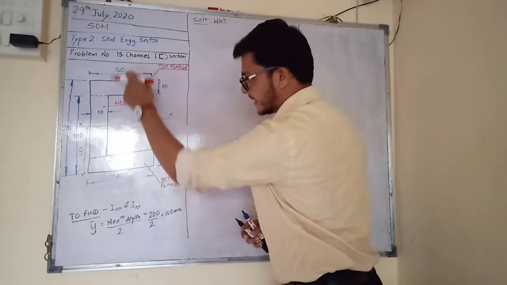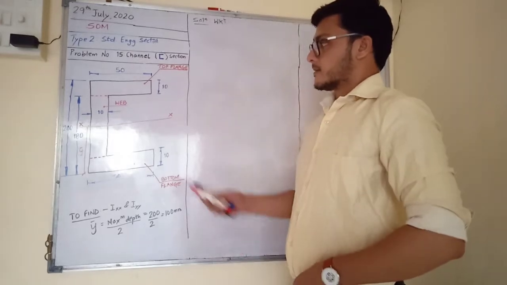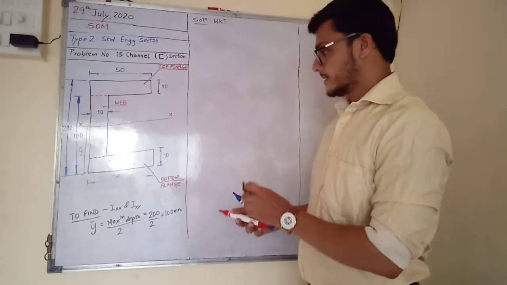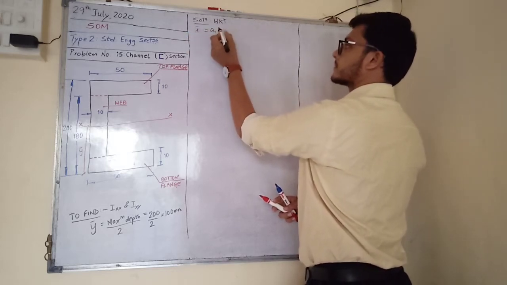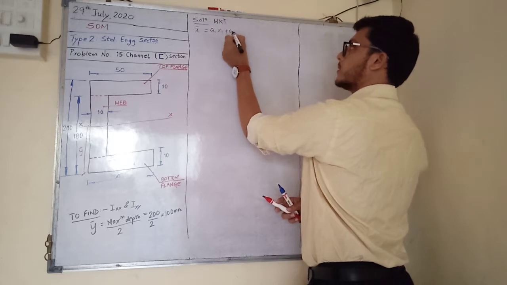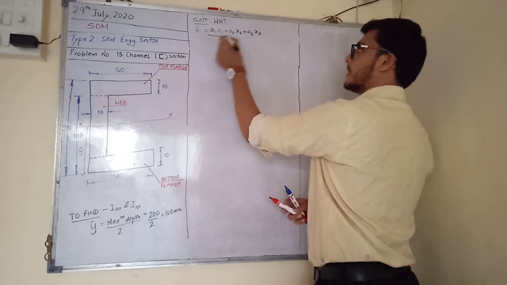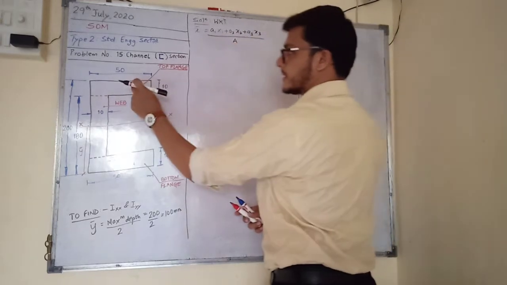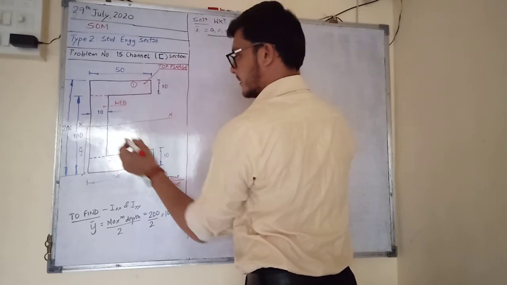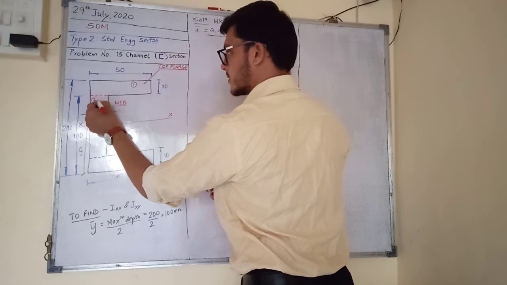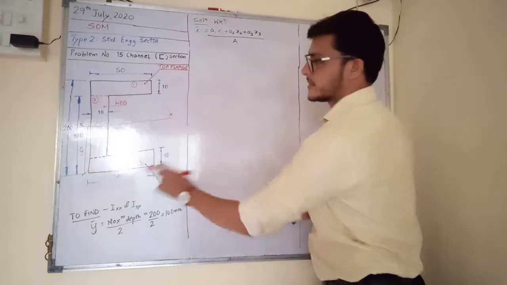X bar we have to find. Where is x bar? So we will get the point G, centroid CG. For that we will go for x bar calculation. Here we know that x bar is equal to A1 x1 plus A2 x2 plus A3 x3 divided by total area A. Since there are three rectangles, I am numbering these rectangles now. This is rectangle number 1, this is 2 and this is 3.